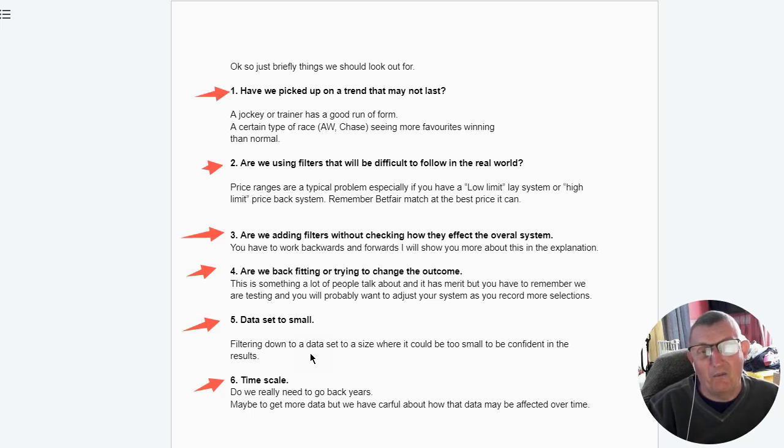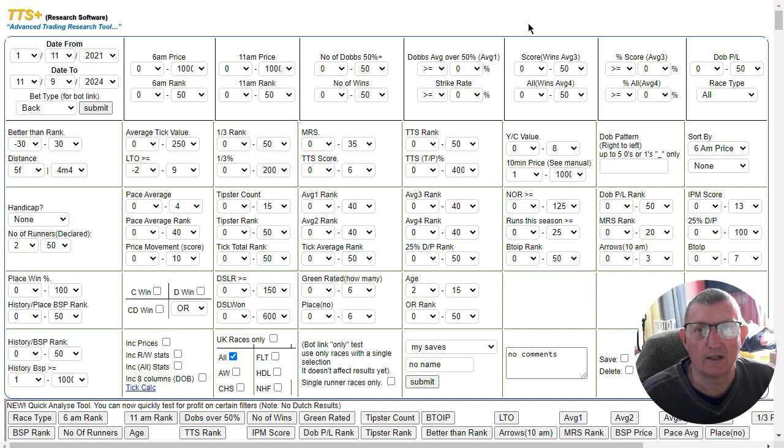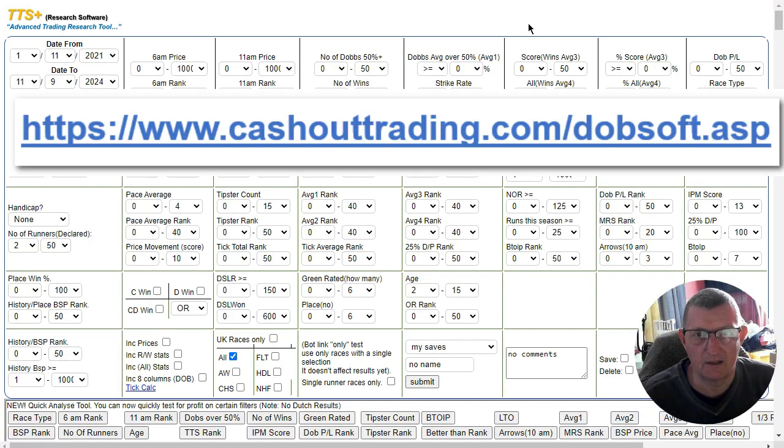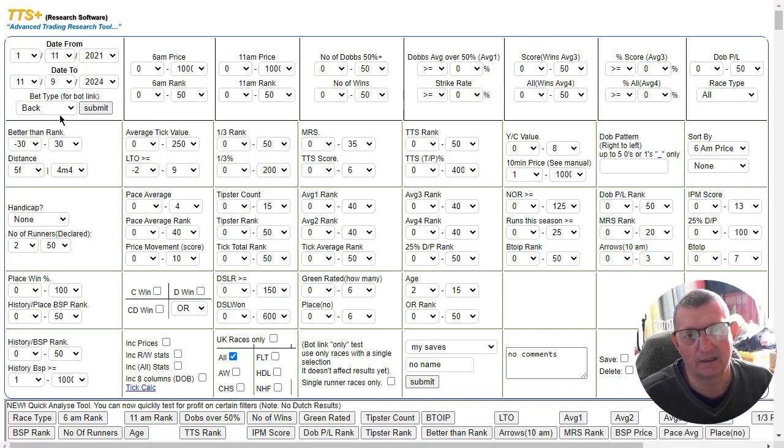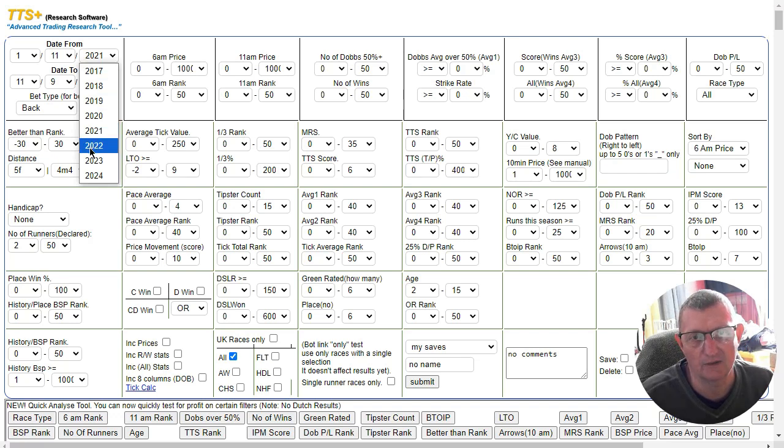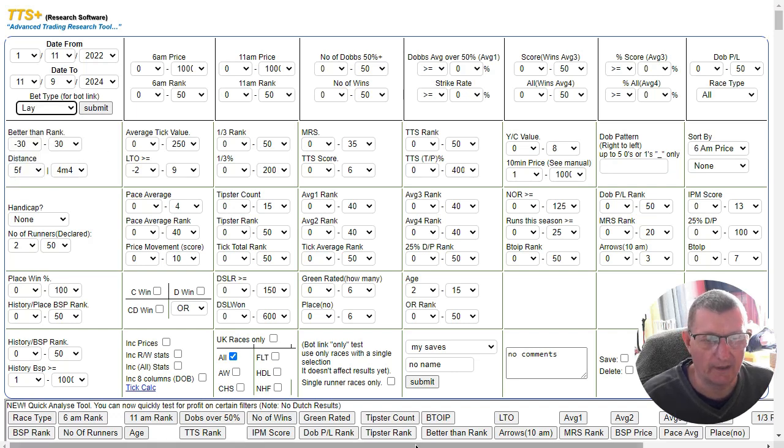Okay, with all that out of the way, let's get on with creating the system. I am going to use TTS Plus to figure out whether we're going to use a system or not, or this favourite system. The reason why is because there's loads of data. I'm actually just going to turn it back to say 2022 or something like that. We're going to do a lay system. And I've got these quick analyze buttons, which allow me to quickly figure out where profit might be or where strike rate might be. My concern with this system is probably more strike rate, but we're obviously going to look for profit and ROI.